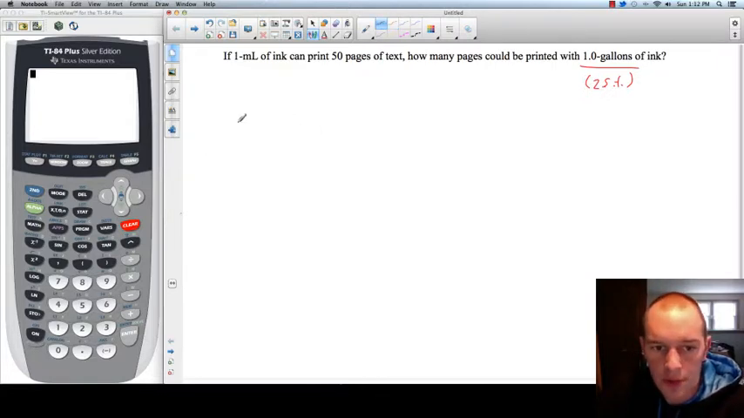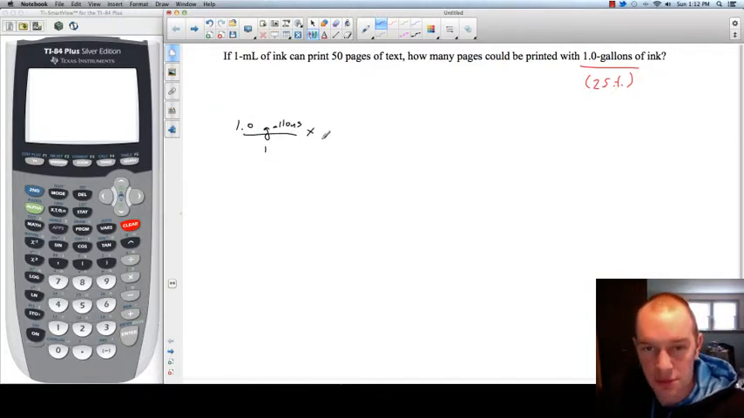So we're going to start with our 1.0 gallons of ink, and we'll put that over 1, because we always start with what we know and put it over 1 if it's standalone. Now there might be some times where we'll start with a rate or a conversion factor, in which case we'll take a look at how those are going to work out in just a few minutes. I have one example like that.